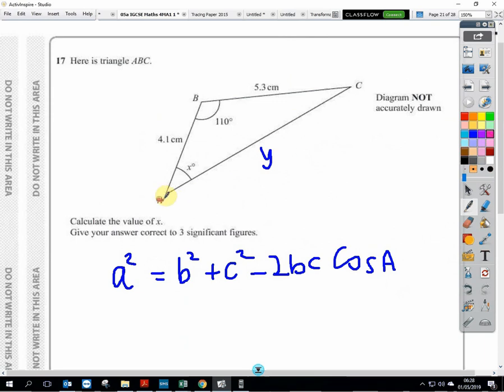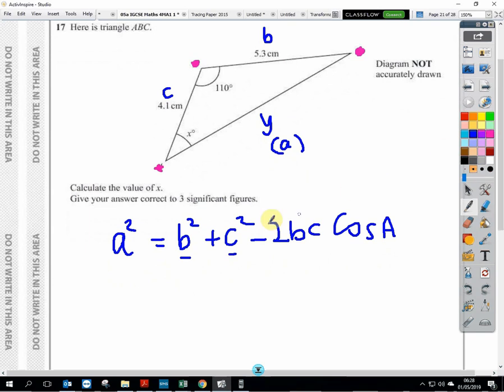I don't bother with the labelling of the triangle using the letters that the exam board state. What I do is label the two sides either side of the angle B and C. Doesn't matter which way around, C and B, B and C. But as long as you label the two sides either side of the angle B and C, and then the other one is A.